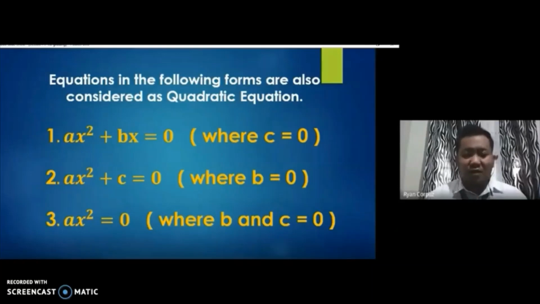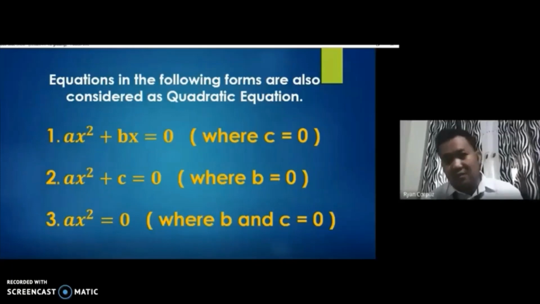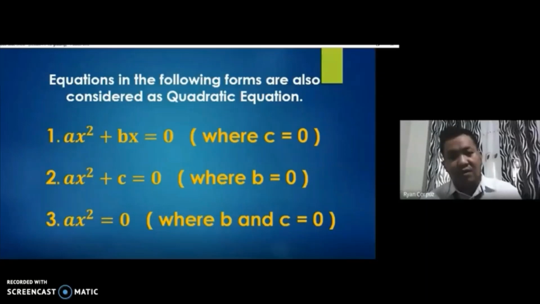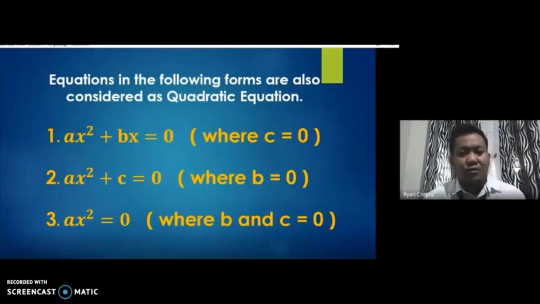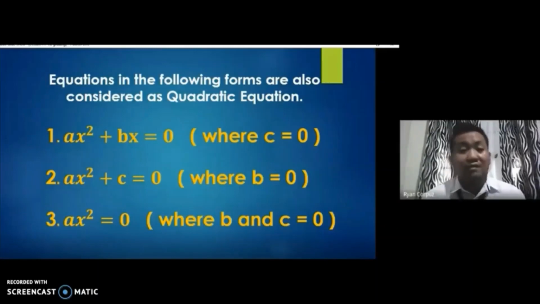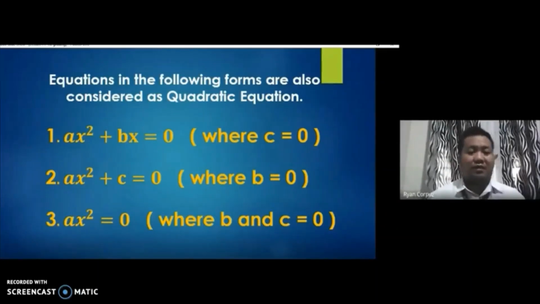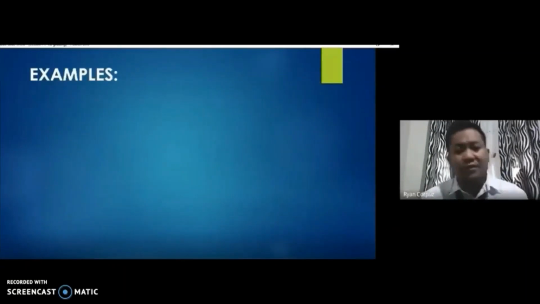So it's not always that the quadratic equation always has the three terms: quadratic, linear, and constant term. There are times that we can encounter equations wherein the linear term is not there, or the constant term is not there, or both linear and constant terms are not present in the given equation. And now let's have these examples here.